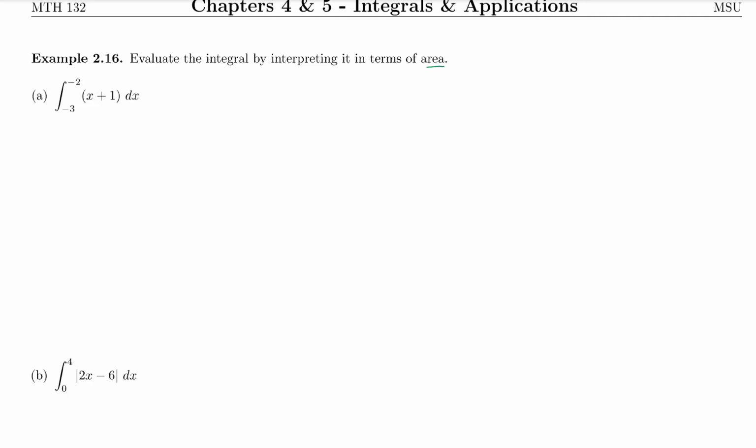You should be thinking, when you see this phrasing, interpreting it in terms of area, this means that we're going to use geometry. So the first thing that we're going to need to do for any of these problems is graph the integral and the integrand. So here we have the integral from -3 to -2 of x plus 1. So I need to make sure I graph y equals x plus 1. So there's my y equals x plus 1. And I need to make sure that I have this graphed from -3 to -2. So I need to continue my line there.